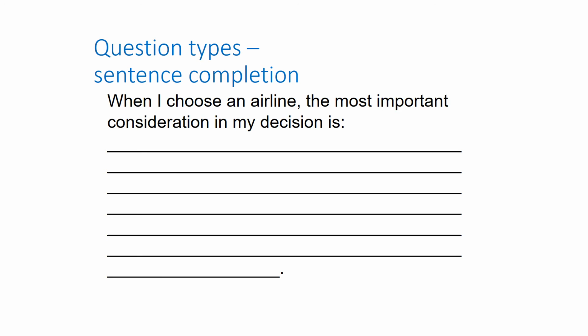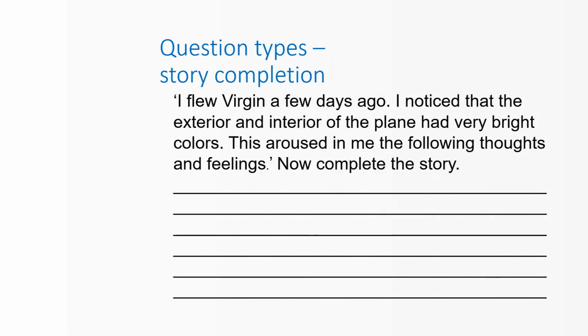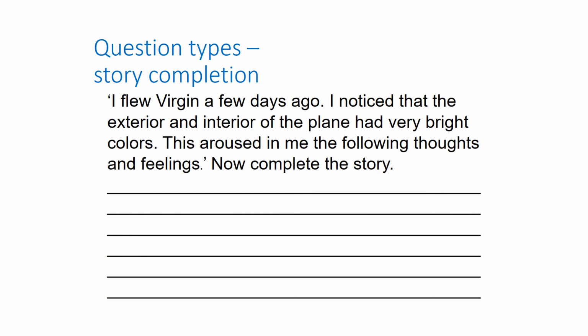Sentence completion. When I choose an airline, the most important consideration in my decision is. Again, this is trying to get people's feelings in terms of what's important to them, which is important as well. Story completion. I flew Virgin a few days ago. I noticed that the exterior and interior of the plane had very bright colours. This aroused in me the following thoughts and feelings. Now complete the story.